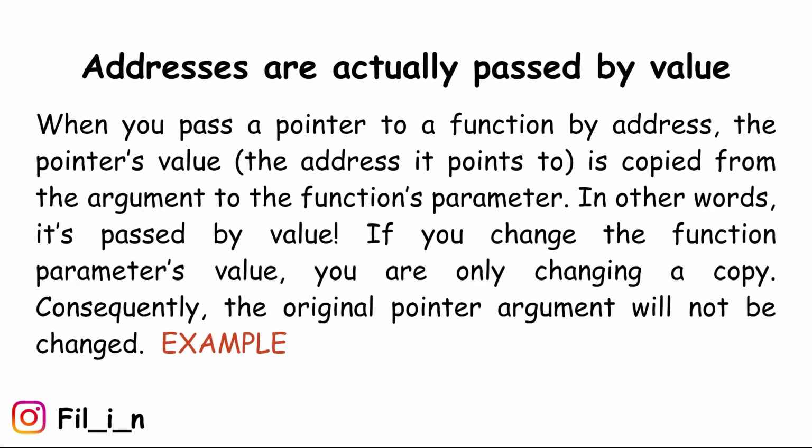When you pass a pointer to a function by address, the pointer's value, the address it points to, is copied from the argument to the function's parameter. In other words, it's passed by value. If you change the function parameter's value, you are only changing a copy. Consequently, the original pointer argument will not be changed. Example.